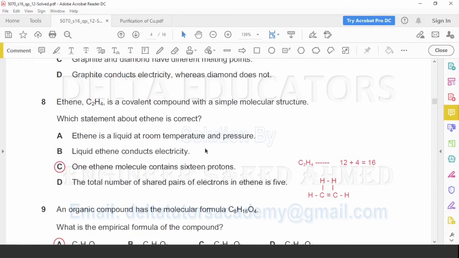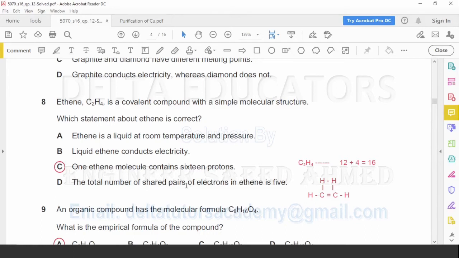Option C, one ethene molecule contains 16 protons. Yes, it is correct. The formula of ethene is C2H4. We have 2 carbon and 4 hydrogen. In 1 carbon, the proton number is 6. Here we have 2 carbon, so the total number of protons in carbon will be 12. In 1 hydrogen, we have 1 proton, and here we have 4 hydrogen, so the total number of protons in hydrogen will be 4. Now the total number of protons will be 12 plus 4, which is 16. So this one is the correct option, where it is given 1 ethene molecule contains 16 protons.